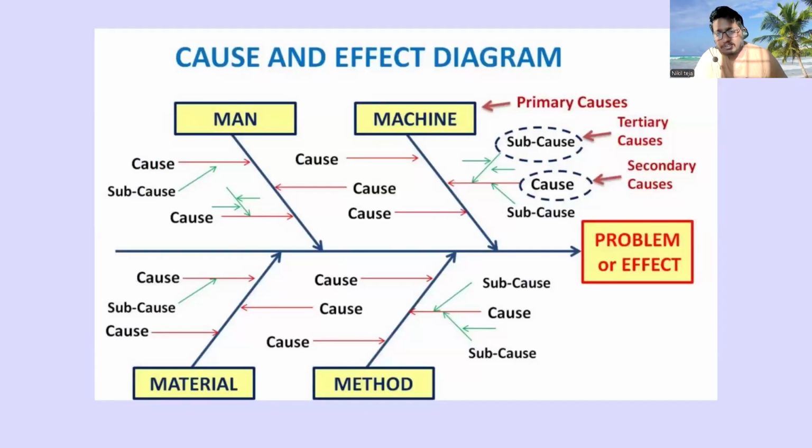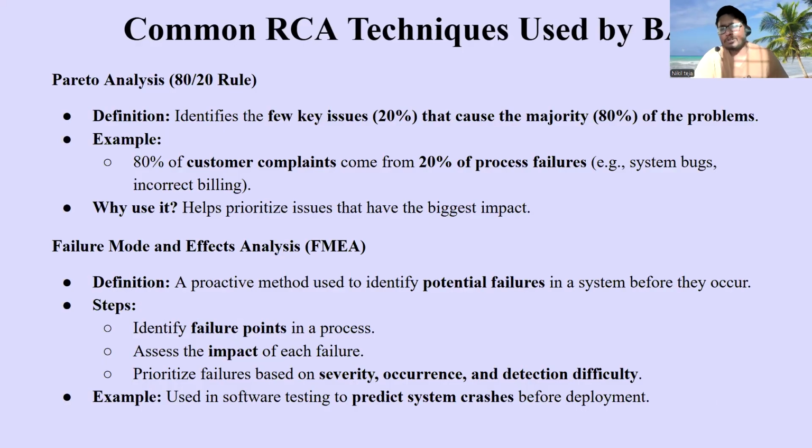So there are different types of causes, right? There are different types of branches, and for every branch, there are different types of causes, and those causes are leading to the problem. So this is a fishbone diagram, guys. It's very easy. As a business analyst, you need to know the fishbone diagram.